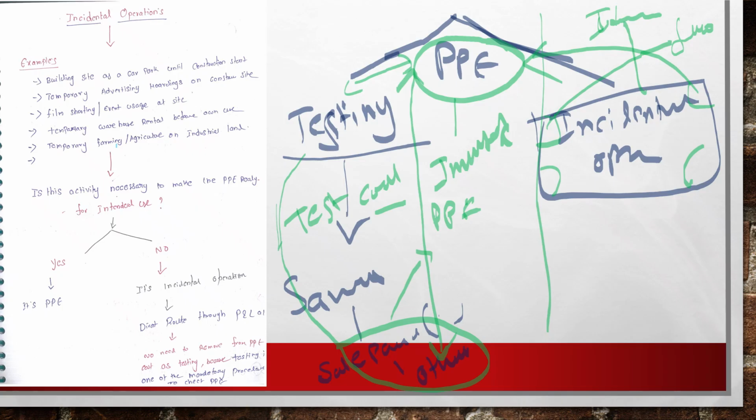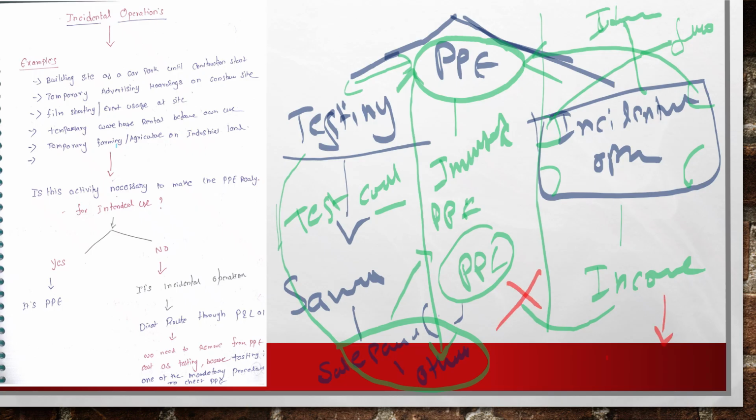So those incomes should not be reduced from the PPE. This will go to the P&L account, as other income.